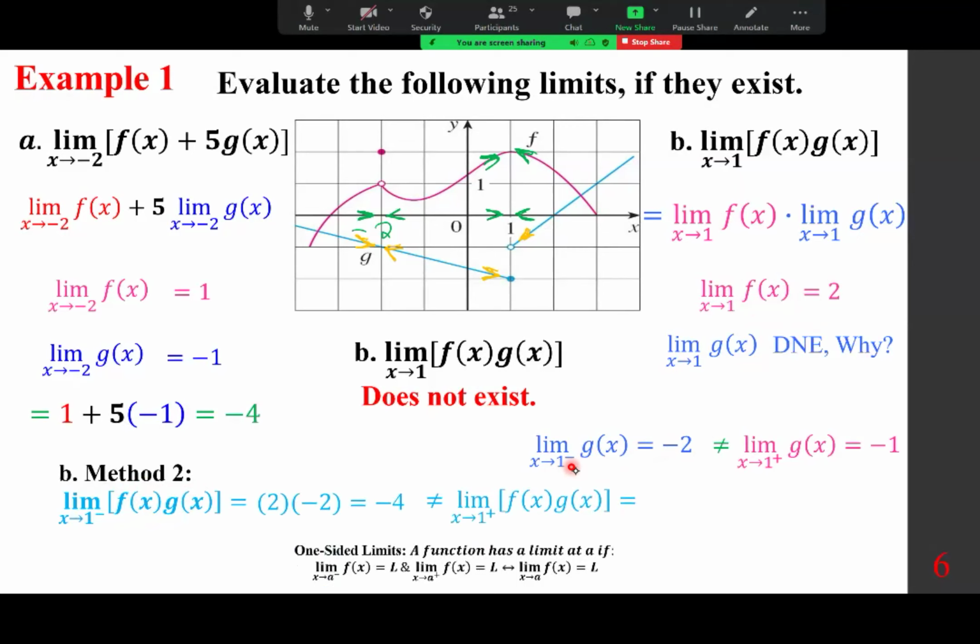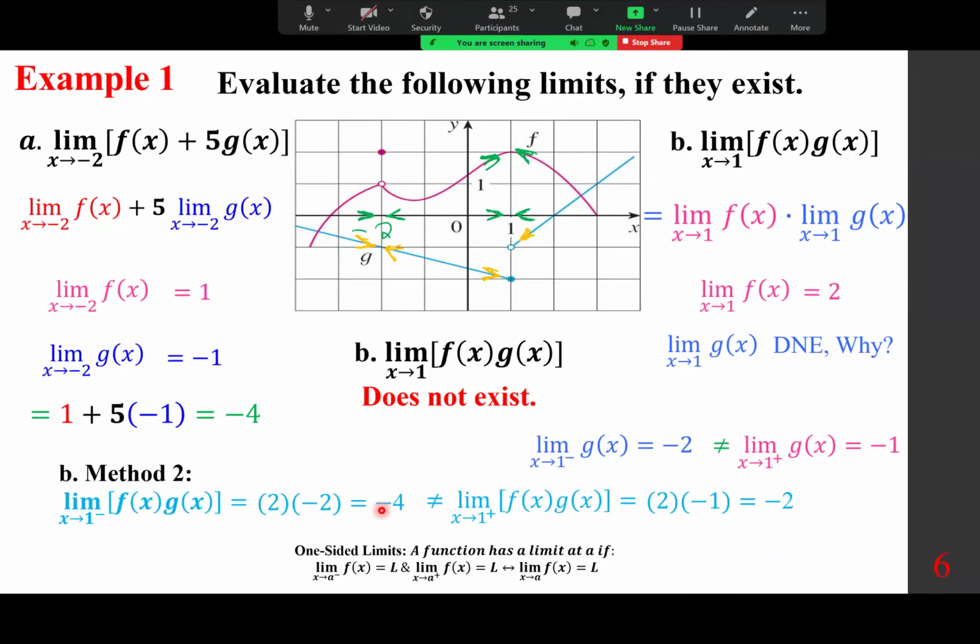And it's not equal if we look at the same, but from the right. The limit of f of x times g of x as x approaches 1 from the right. Again, it's this one times this one. This one is 2 no matter what, x approaching 1 from the left or right. But this one from the right is -1. The product of these two numbers is -2, and the two numbers are not the same. The limit does not exist.